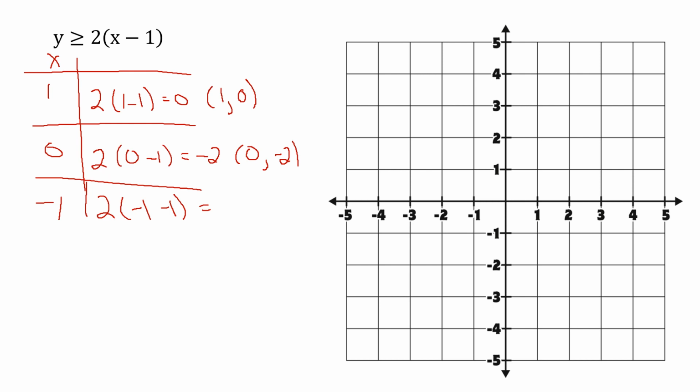-1 minus 1 is -2. 2 times -2 is -4. So my third point is (-1, -4). So let's plot this. (1, 0), (0, -2), (-1, -4). In this case, though, it's greater than or equal to. And since it's greater than or equal to, I'm going to use a straight line because it's or equal to.